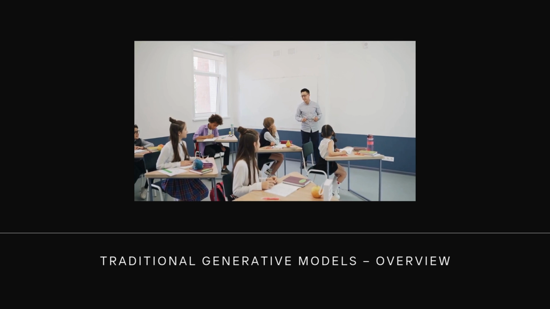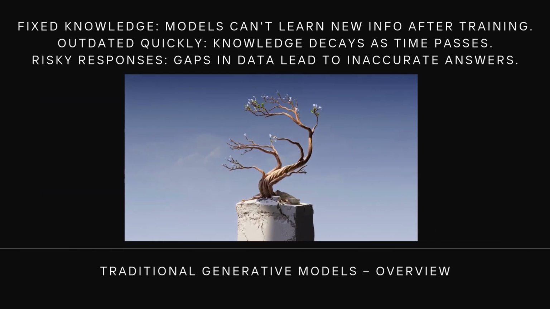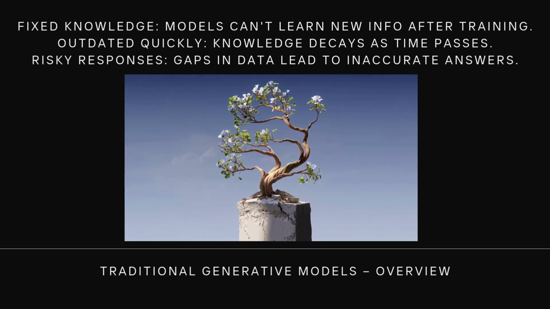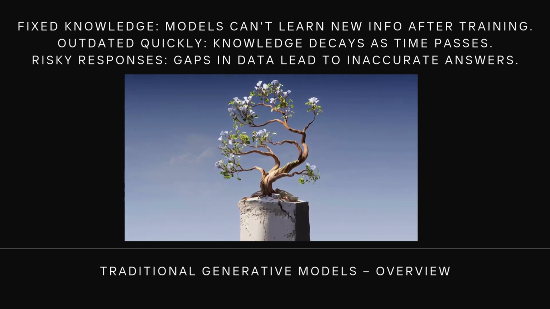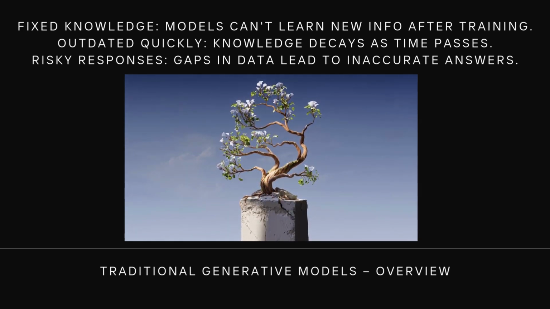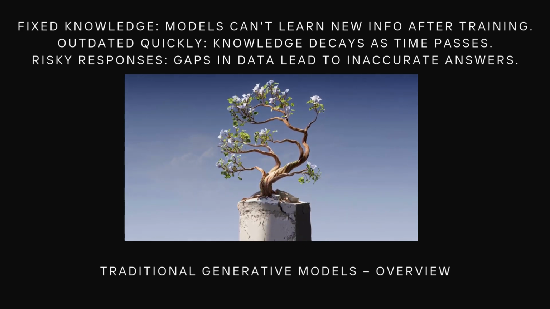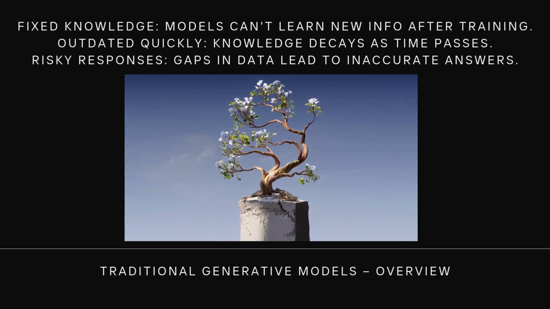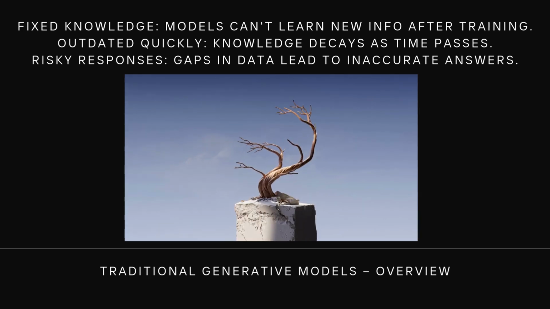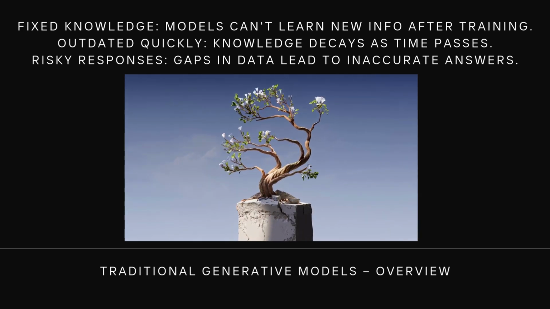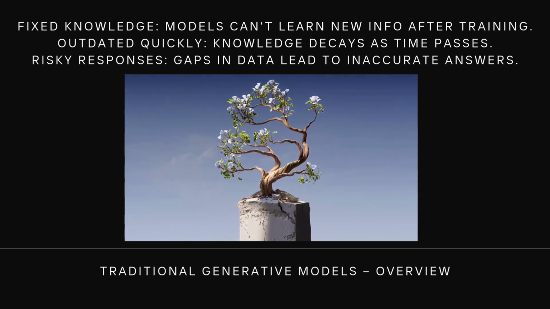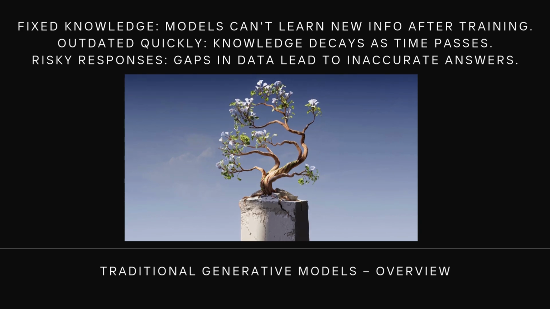First, let's quickly revisit how traditional generative models work. Models like GPT-3 or GPT-4 are trained on massive datasets, learning the patterns and structures of language. They generate text by predicting the next word in a sequence based on the input they receive. While these models are incredibly fluent and versatile, their knowledge is fixed at the time of training. Once the training process is complete, they cannot acquire new information unless retrained.